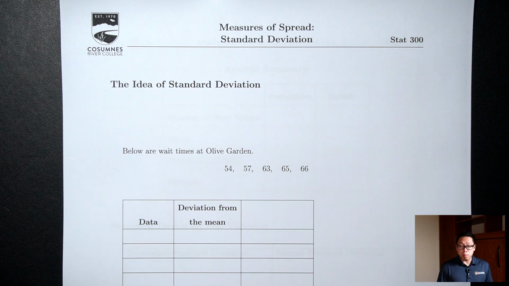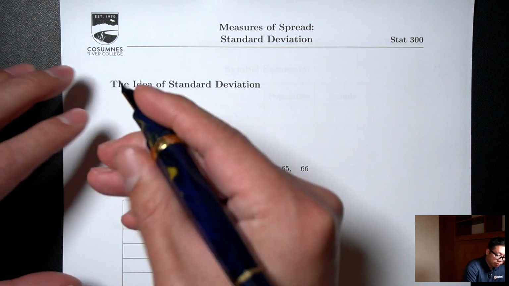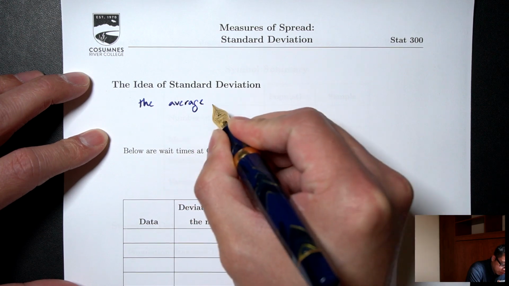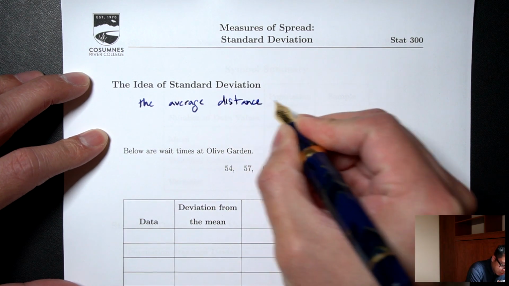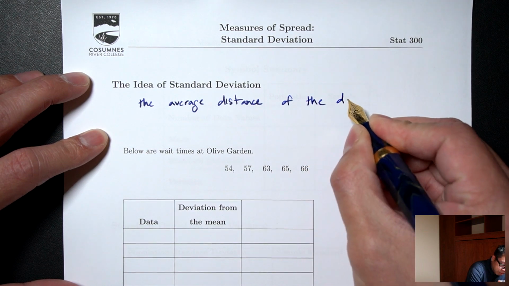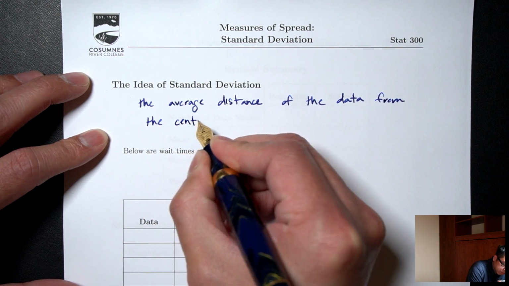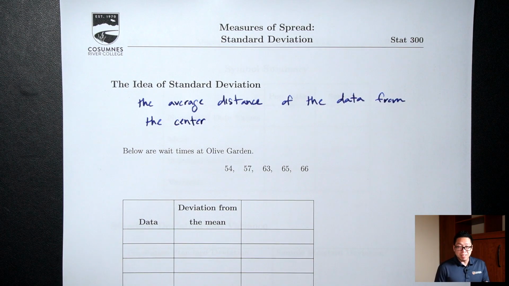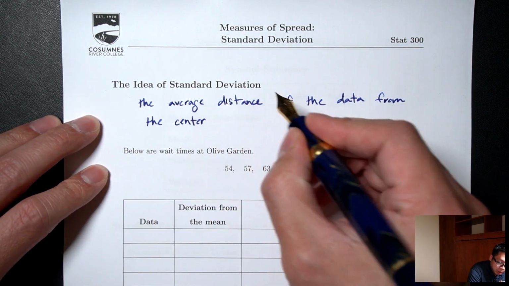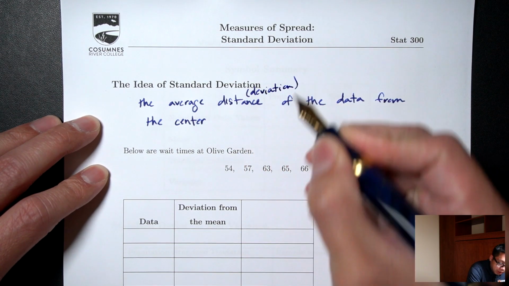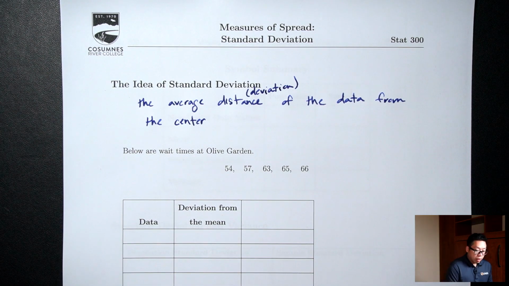The main measure of spread we're going to talk about is the standard deviation. What is the standard deviation? The idea behind the standard deviation is we want to find the average distance of the data from the center. Another word for distance is deviation, and that's where the name comes from. Deviation just means distance. So we're looking for the average distance or deviation of the data from the center.